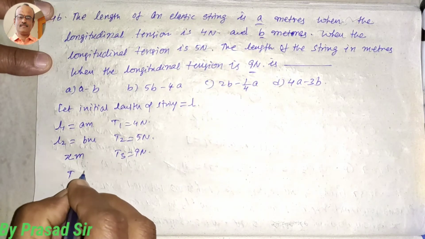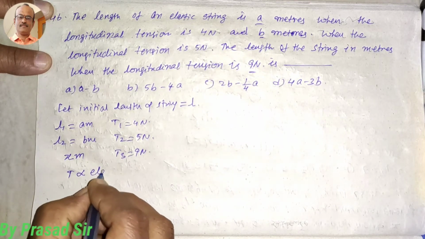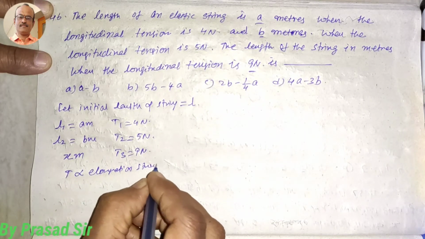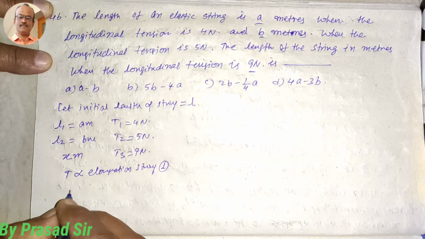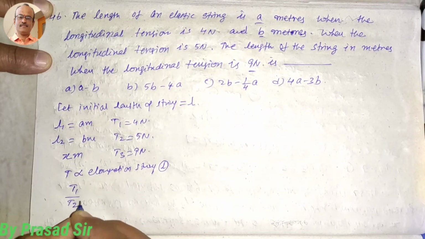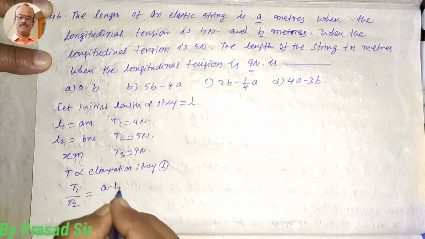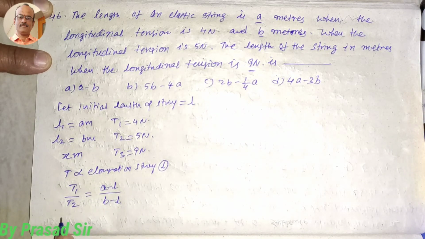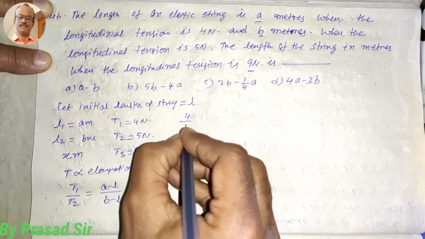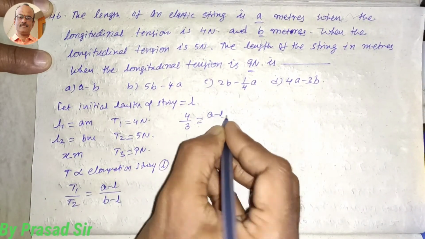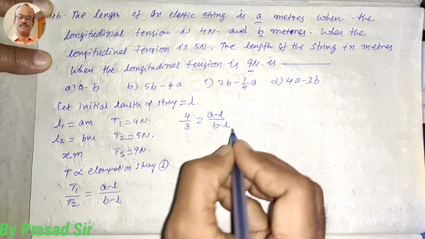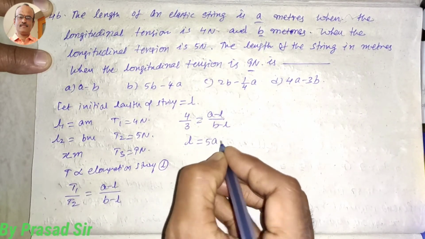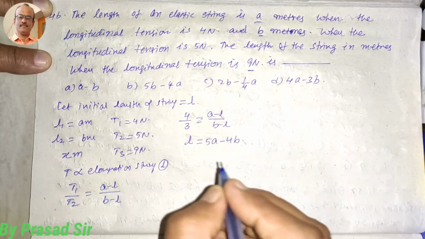But one thing to remember, tension is directly proportional to elongation of the string, that is, the extension in length. So T1 divided by T2 is equal to A minus L divided by B minus L. That is 4 by 5 is equal to A minus L divided by B minus L. On cross multiplication we get the L value equal to 5A minus 4B.